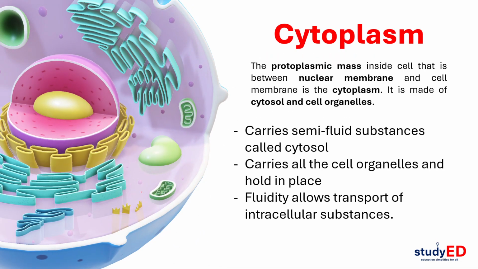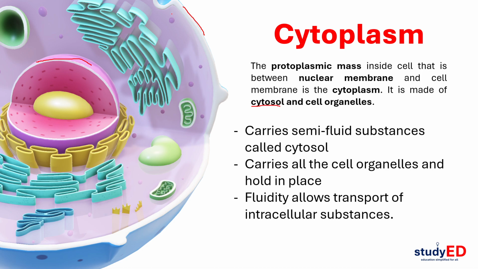Cytoplasm. Everything we just discussed is a part of a substance, cytoplasm. It's nothing but a protoplasmic mass inside a cell. And remember, protoplasm means the entirety of the cell other than the cell membrane. Cytoplasm means everything in a cell except the nucleus. Everything from the nuclear membrane to the cell membrane is the cytoplasm. And it's made up of a semi-fluid substance. Everything is somewhat floating, right?